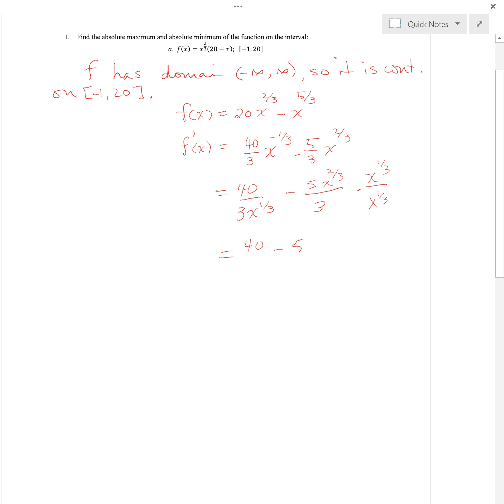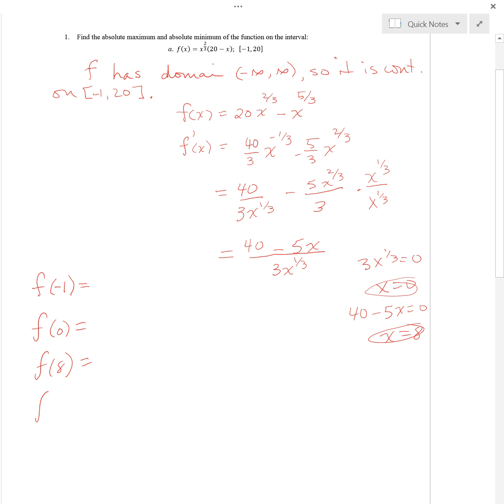and we get 40 minus 5x to the 2/3 plus 1/3 is x to the first over that common denominator, 3x to the 1/3. Now setting the denominator equal to 0, 3x to the 1/3 equals 0, gives me x equals 0. And setting the numerator equal to 0, 40 minus 5x equals 0, that gives me x equals 8. Those are my two critical values, x equals 0 and 8. So now to find the max and min, we're going to plug in the endpoints and the critical values in between to the original function and see what is the biggest and what is the smallest. The biggest is my max, the smallest is my min.